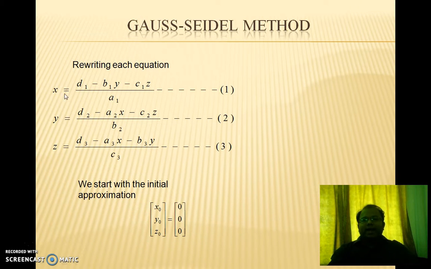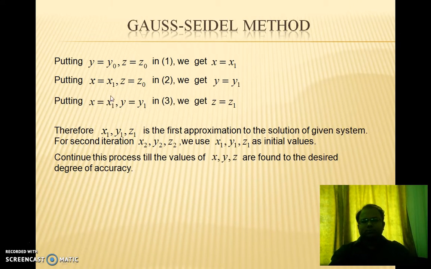After this, we write x from the first equation, y from the second equation and z from the third equation, and give them the numbers 1, 2, 3. We start the initial approximation with x0, y0, z0 equal to 0 respectively. After this, if we take y equal to y0 and z equal to z0 at the initial level, then we get x equal to x1.